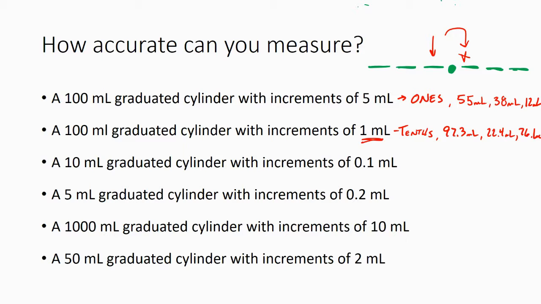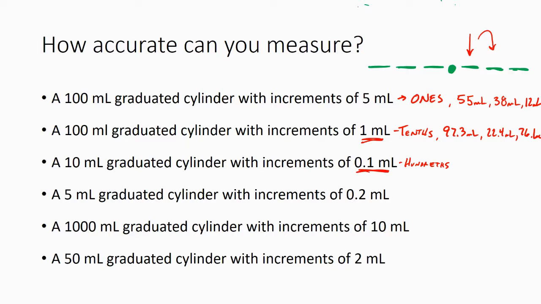All right, let's look at our next example then. Now this time we have a 10 milliliter graduated cylinder with increments of 0.1 milliliters. So we know all the way down to this spot, which means that we're estimating the next spot over. So in this case, we're estimating the hundredths place.